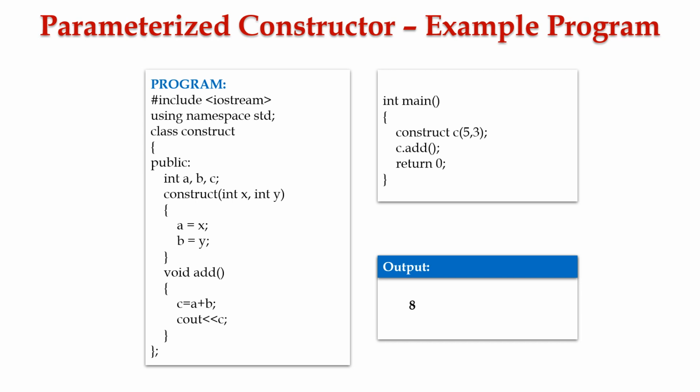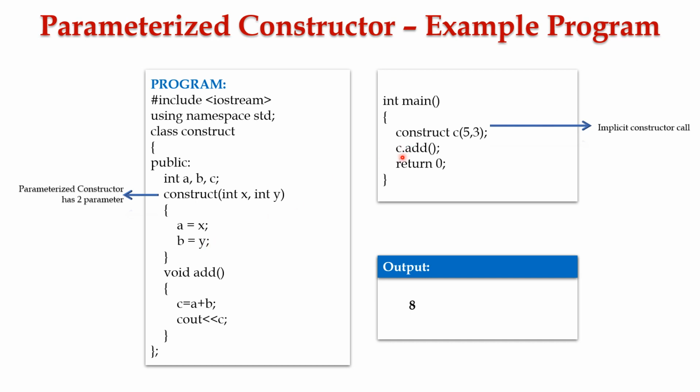Now let's see the execution of the program. The execution starts from the main function. Here we have created the object C with two arguments, 5 and 3, for the class construct. When the object C is created, the parameterized constructor is automatically called with the arguments specified during the object creation. The parameterized constructor in class construct initializes the member variables A and B with the values passed as arguments, that is x and y.